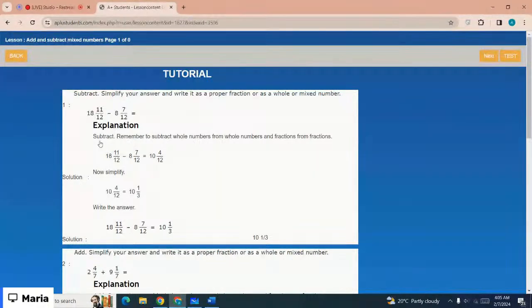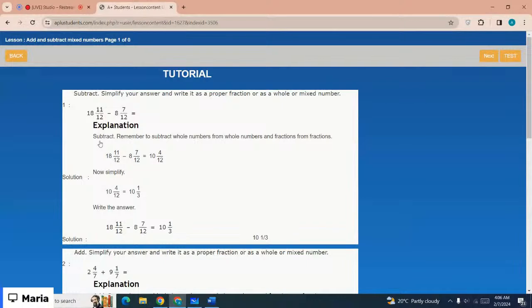When we are adding or subtracting, the important thing we need to see is if the fractions are like or unlike fractions. Like fractions means both fractions have the same denominator, and unlike fractions means the fractions have different denominators. If they have like denominators, you simply need to add them. But if they don't, first you need to make their denominators the same and then add. So the first example is 18 whole 11 over 12 minus 8 whole 7 over 12.